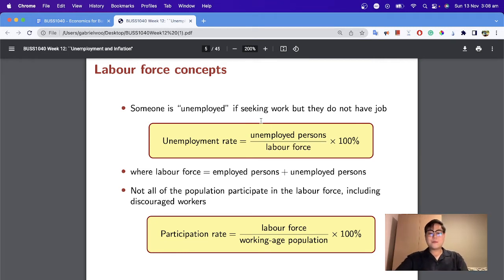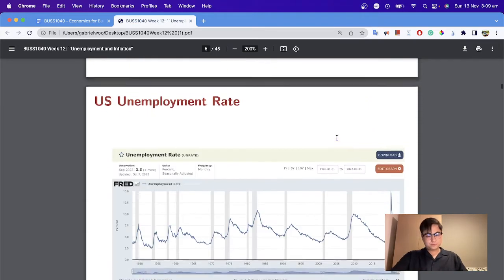So you take the unemployed persons, as in people who are actively seeking jobs but unable to find one, divided by the labor force. The labor force is employed persons plus unemployed persons, multiplied by 100% to get the percentage. Not all of the population participates in the labor force, for example discouraged workers, old age people, and children in school. These people aren't actively looking for jobs. Stay-at-home moms and stay-at-home dads look after children. They don't have jobs and they're not actively looking for jobs, therefore they are not part of the labor force.